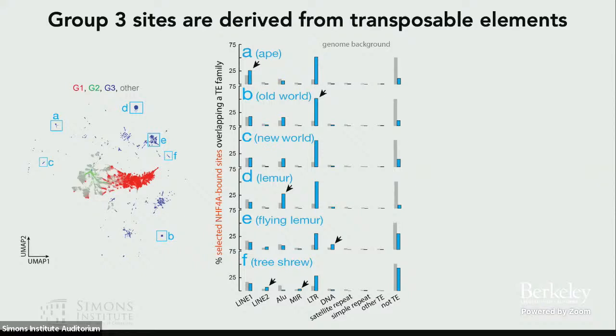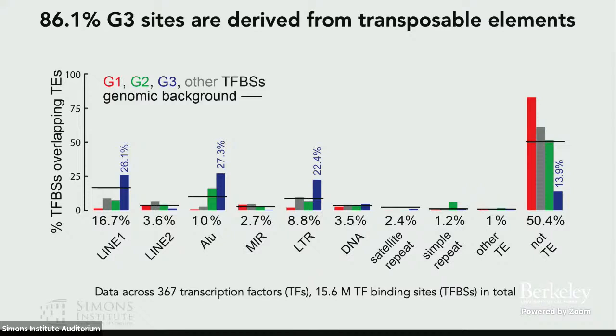And this is not HNF4A specific. If you look across the 367 TFs we have data for, each one of them, we have a heat map, we have all these things. You can see they basically tell the same story. And this is an aggregate plot across all the TF binding sites. There are 15.6 million of them defined in human. And you can see that if it's group 3, 86.1% of them are derived from transposable elements. And they are basically innovations of transposable elements during the primate lineage, and mostly contributed by these young TEs, LINE 1, Alu, and the LTR elements.